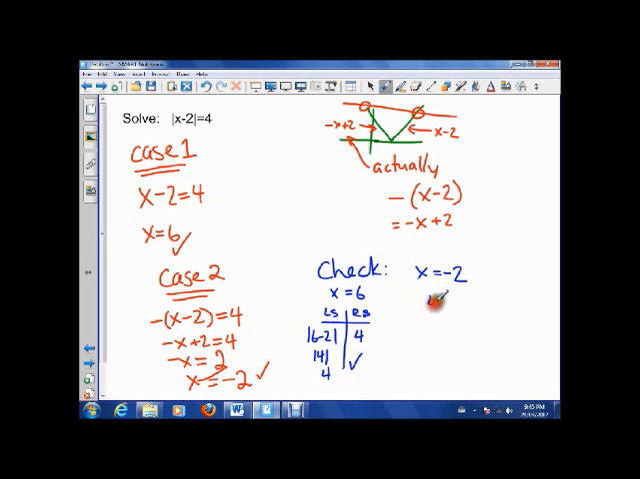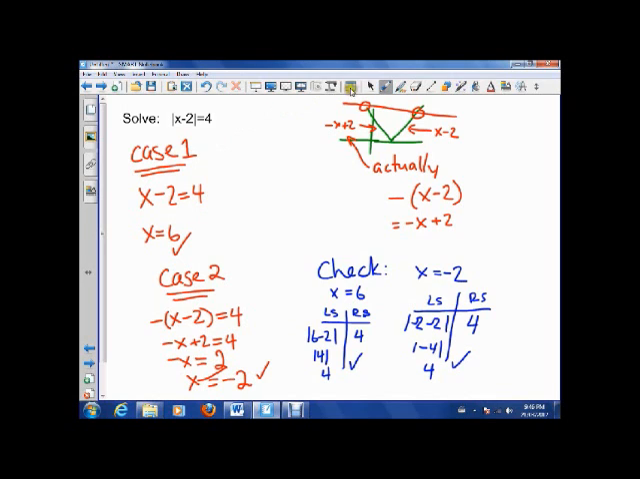Now let's check x is negative 2. On the right side we have 4, and on the left side we have the absolute value of negative 2 minus 2. So that's x minus 2, so the absolute value of negative 4, which is 4. So that's good. Both of our solutions, we double checked and they worked.